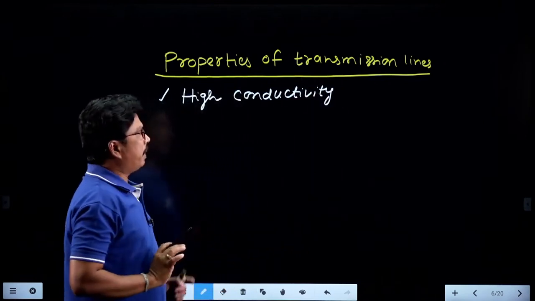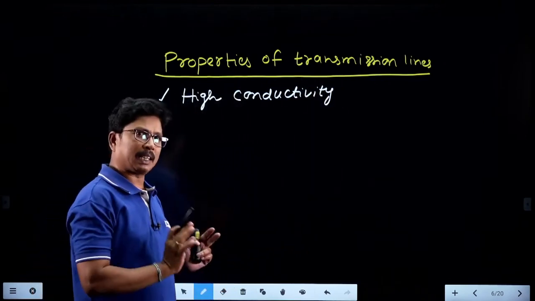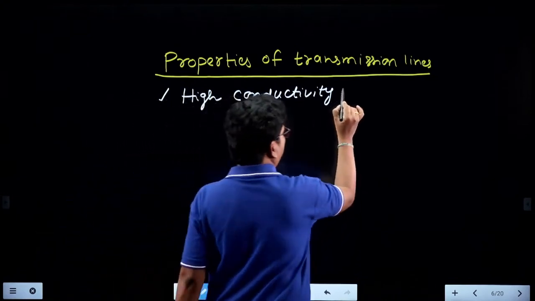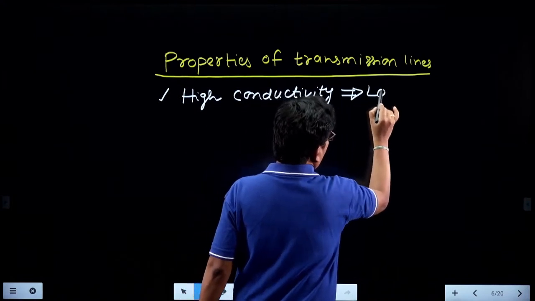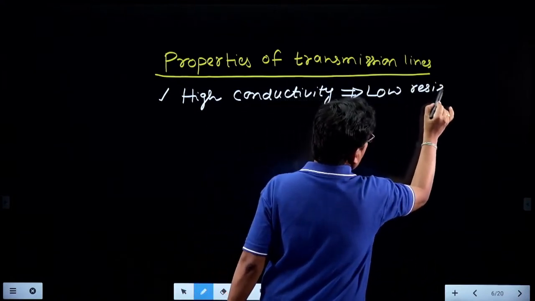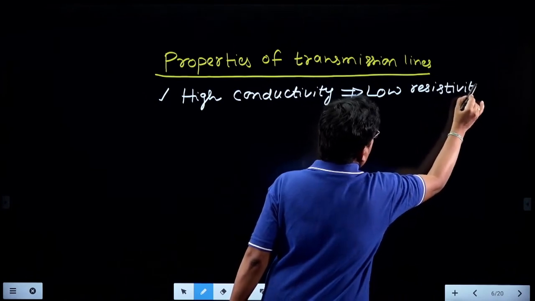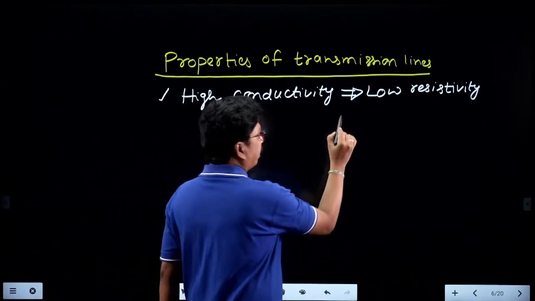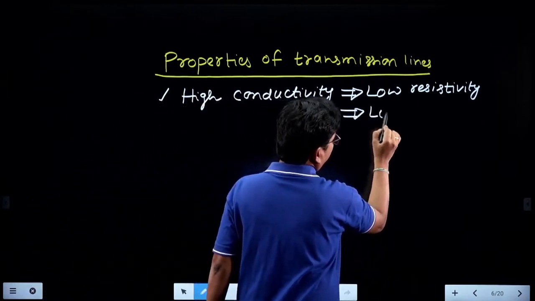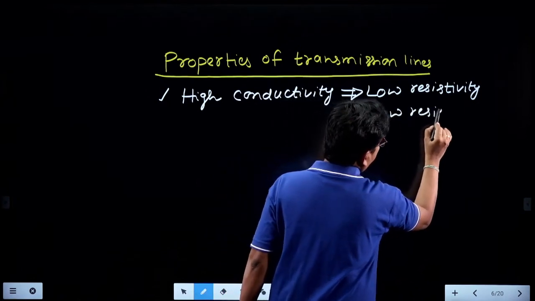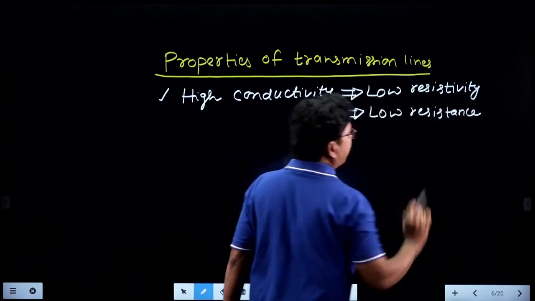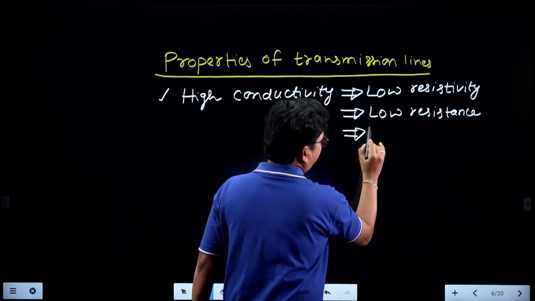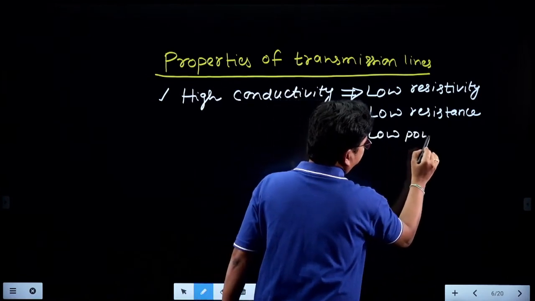Just look here, students. Whenever you are saying high conductivity, in some textbooks it is given as high conductivity, in some textbooks it is given as low resistivity. Both are the same only. Low resistivity, high conductivity or low resistivity. Whenever you are saying low resistivity, it is having low resistance. It is also the same point. Whenever it is having low resistance, it is having low power loss, right? It is also the same point. Low power loss.